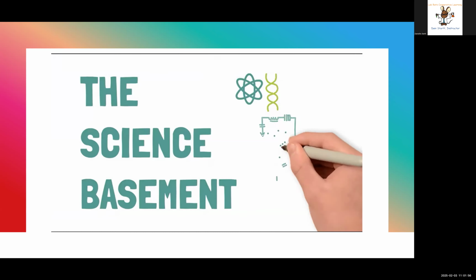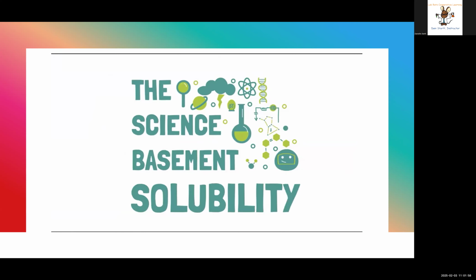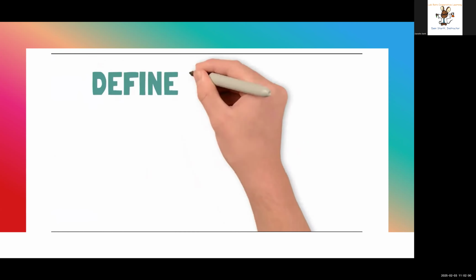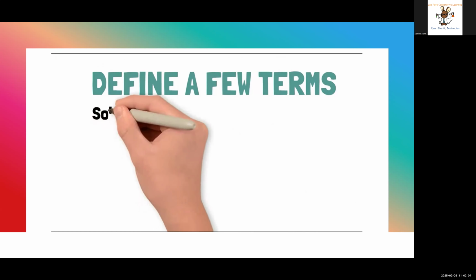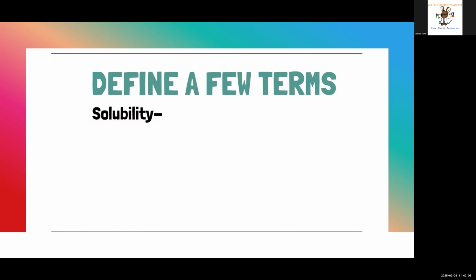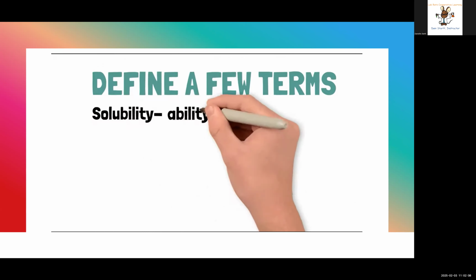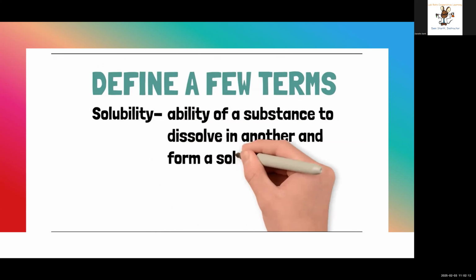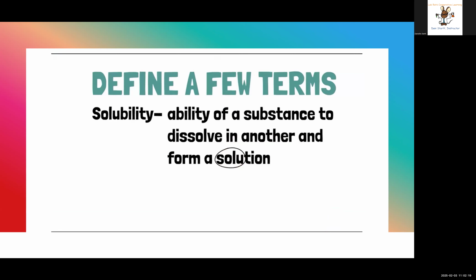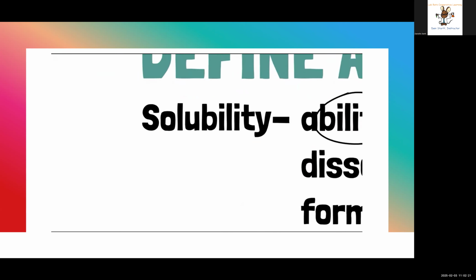In this video, we're going to explore solubility. At the start, it's important to define a few key terms so that we can understand how to talk about solubility. The first is, of course, solubility itself. The easiest way to define solubility is that it's the ability of a substance to dissolve in another and form a solution. If we look at that more closely, you'll see that solubility is basically a combination of those words, solution and ability. So we get solubility.